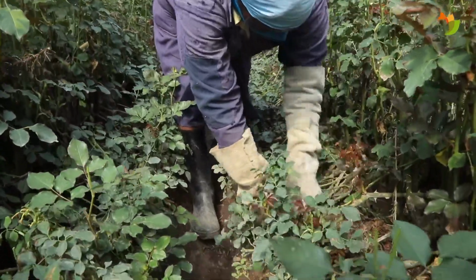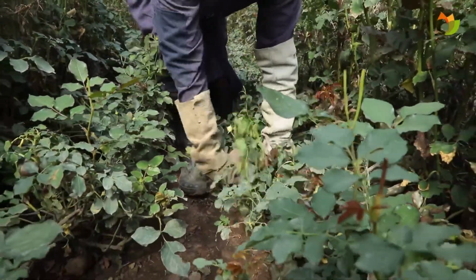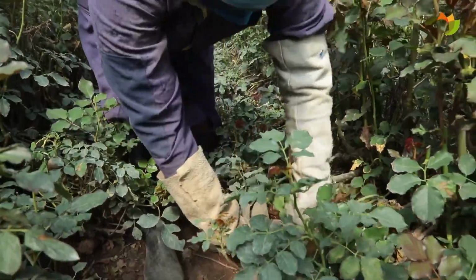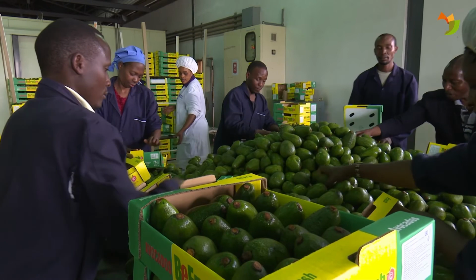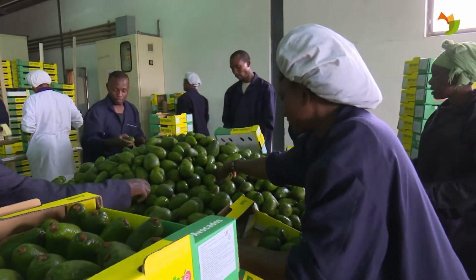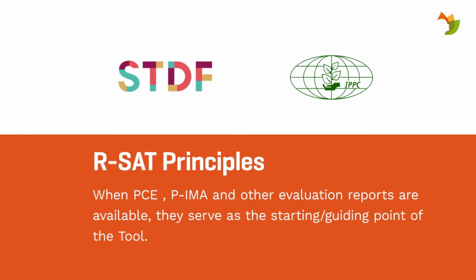It focuses on identifying gaps towards implementing a national SPS priority action plan, with inbuilt flexibility to allow for necessary adjustments. The tool recognizes the need to go beyond scientific, technical and financial considerations and includes issues to do with human and organizational factors, which often are the cause of the bottlenecks that are experienced in failing SPS systems. When PCE, PIMA, and other evaluation reports are available, they serve as the starting or guiding point of the tool.